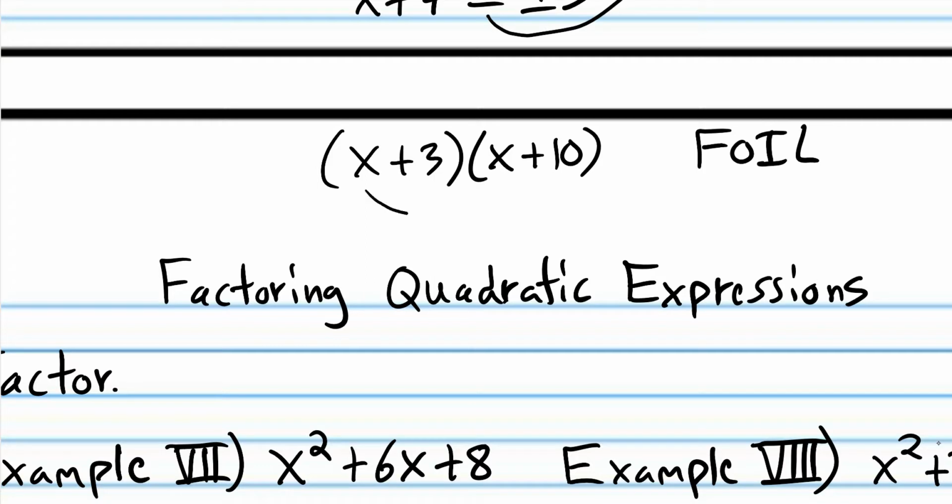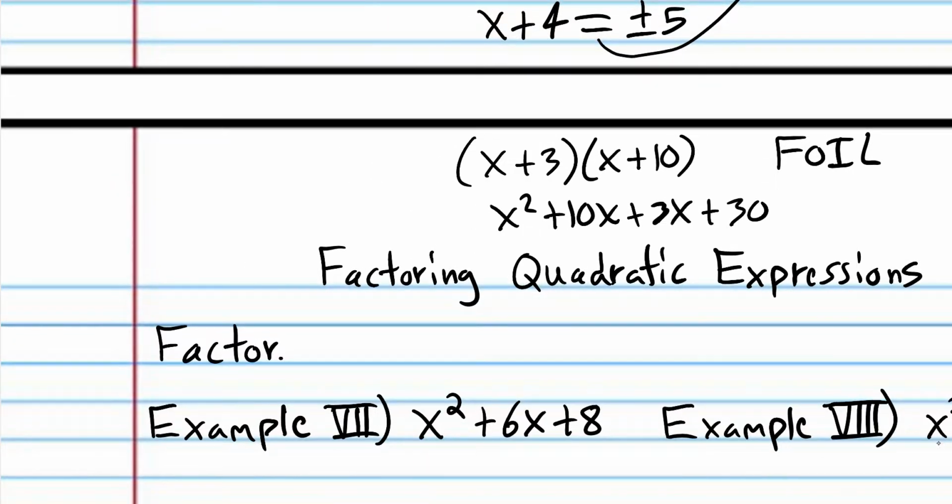We used FOIL, which stands for first terms, multiply first terms to get x squared, and multiply outside terms, O is outside terms, to get 10x, and multiply inner terms to get 3x, and multiply last terms to get 30. Then you add the inner terms because they just happen to be like terms in this particular product, and I'll just put that over here because we're out of room, so that would be x squared plus 13x plus 30.